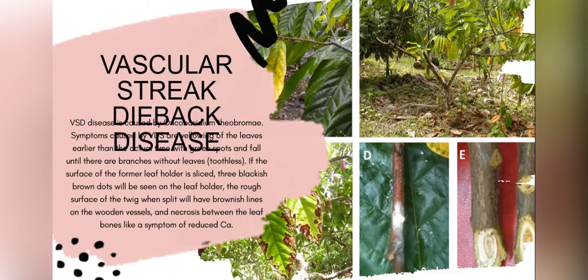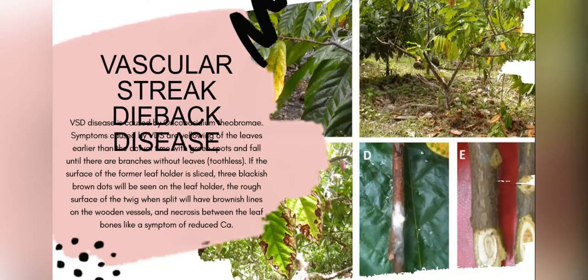So VSD disease is caused by Oncobasidium theobromae. The symptoms caused by VSD are yellowing of the leaves earlier than the actual time with green spots, and then leaves fall, leaving branches without leaves. If the surface of the former leaf holder is sliced, three blackish brown dots will be seen on the leaf holder. The rough surface of the twig when split will have brownish lines on the wood and necrosis between the leaf bones like a symptom of calcium deficiency.